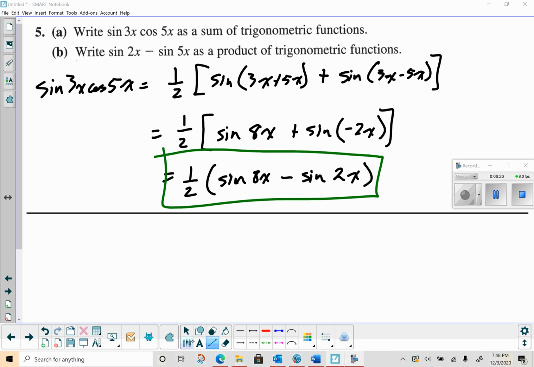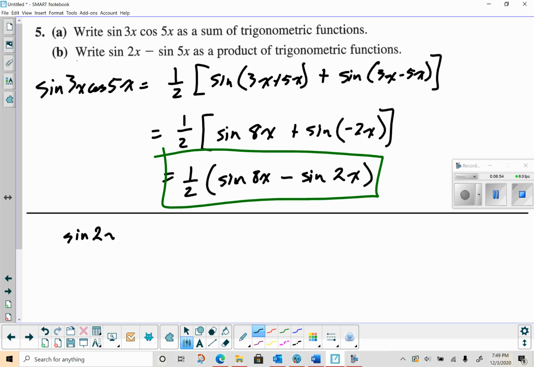And then for part B, we have sine of one angle minus sine of another, rewriting this as a product. Okay, so again, that's in that same section a little bit further on down. The difference between the sine functions. So sine of x minus sine of y.